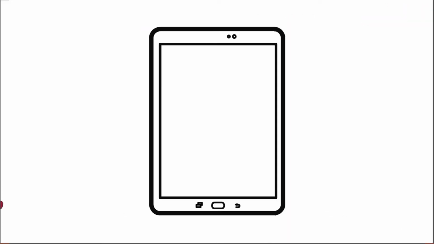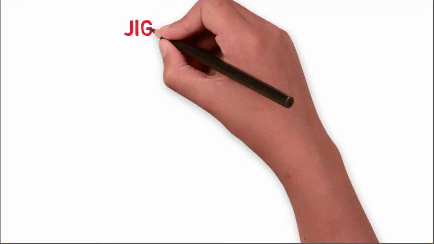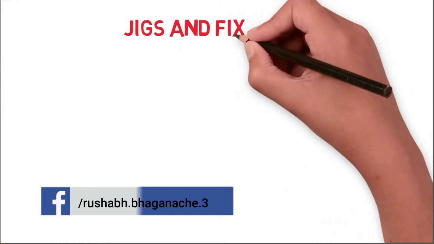Till this point it's all correct, but it's possible only if the production is less. If the production is more in quantity, we have to come up with alternative workpiece holding devices for manufacturing and also for quality checking. Yes, you have guessed it right, the jigs and fixtures. Finally, we have arrived at our topic.